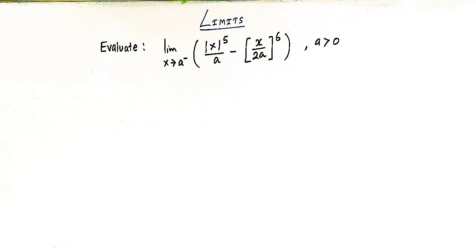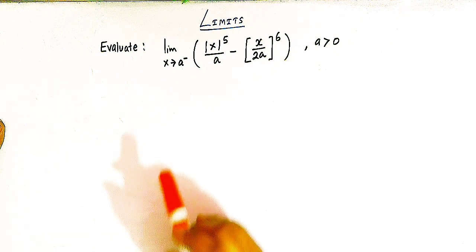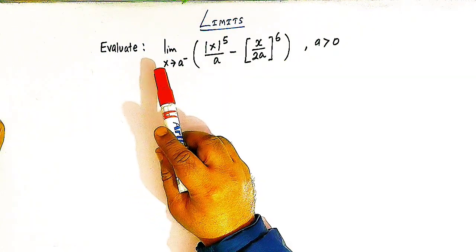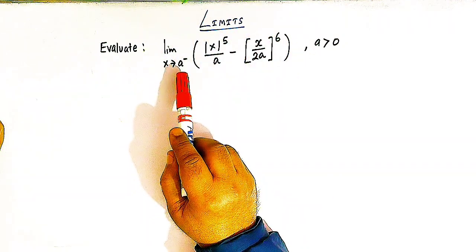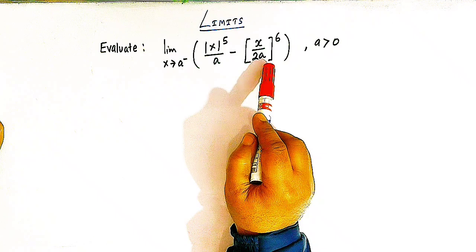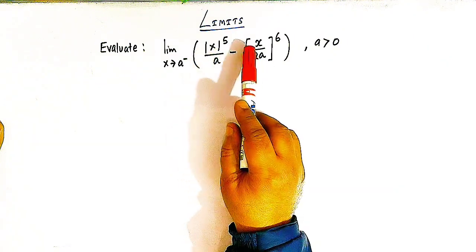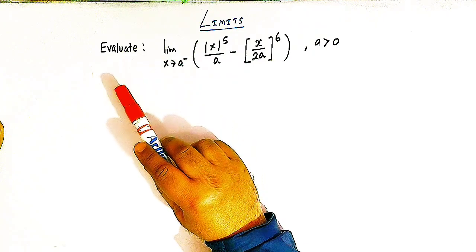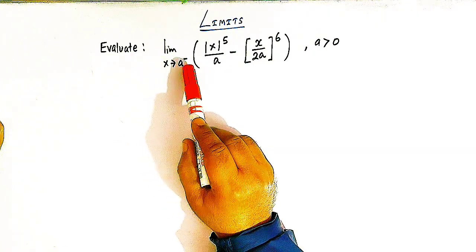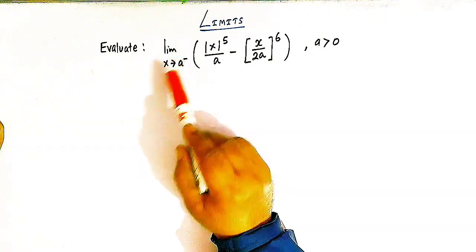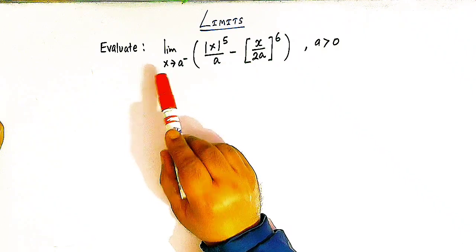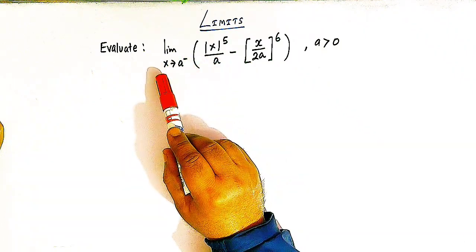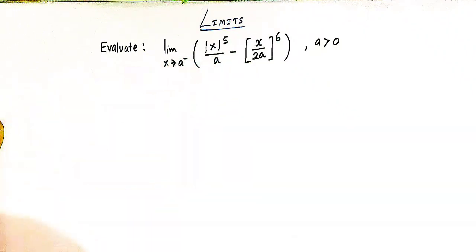And in this problem we are going to discuss this limit, in which we have to find the left hand limit of this function involving the mod function and the greatest integer function. So here we have to evaluate limit x tends to a minus. Here the negative sign shows that we have to find the left hand limit of this function when x approaches a from the left of x is equal to a.